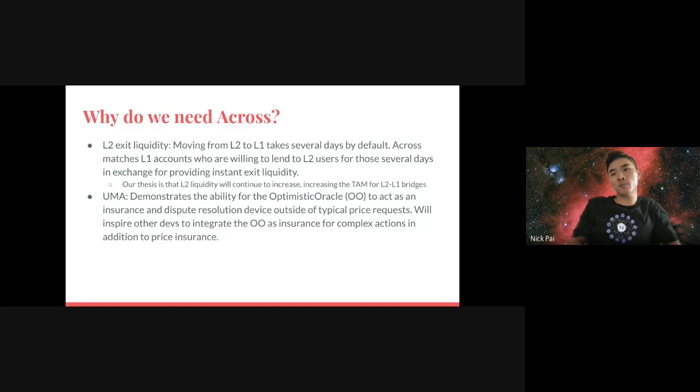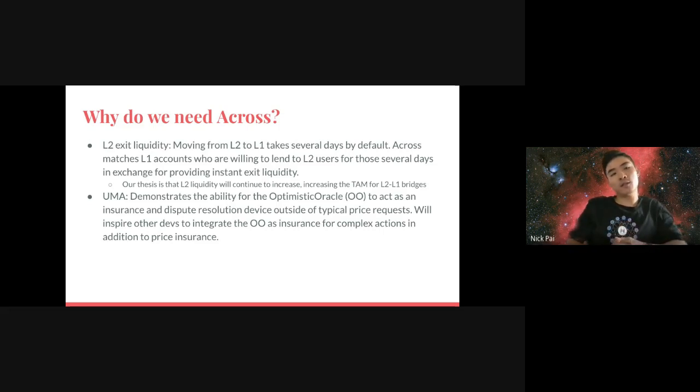So the number one problem is that you currently are stuck on L2 for 7 days while you wait to exit. And this is because of the way optimistic rollups work, in that you need to give validators time to check all the transaction proofs and make sure that the merge back from L2 to L1 is correct. And this default time might decrease. I don't think it's going to decrease by too much. It probably won't decrease less than a day. So for the foreseeable future, there will be a need to exit quickly.